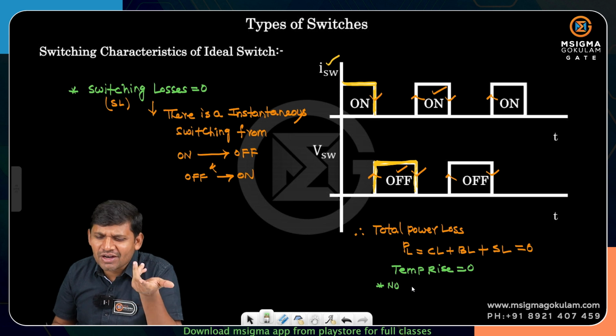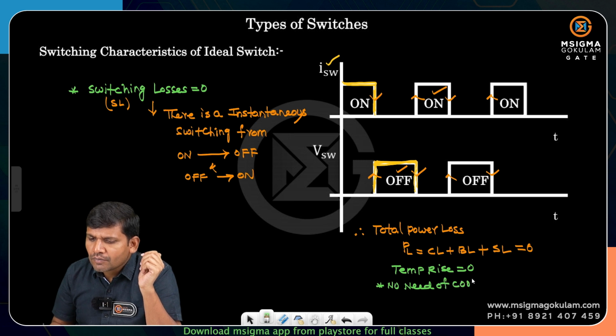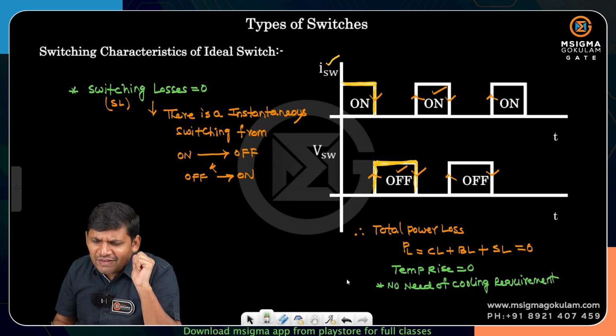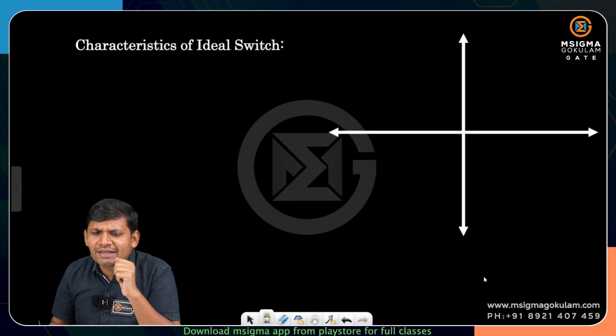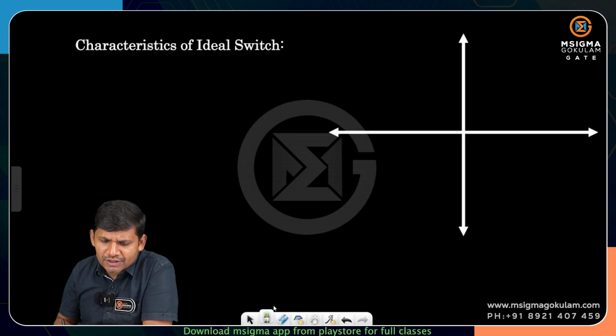But practically this is not possible. This is only the ideal case. That is, no need of cooling requirement. Okay, these are the observations from an ideal switch, students. Now, based on these observations, I have to draw the characteristics of an ideal switch. That we will see.